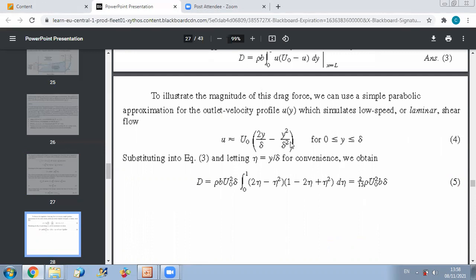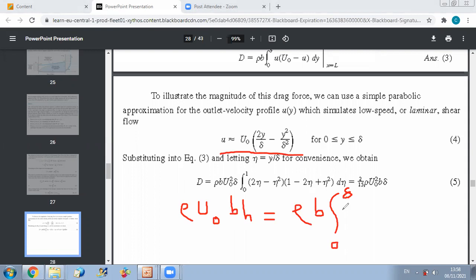Let us find delta together. Okay, we said that to find delta, what is the equation to use? From continuity, we got that rho times U0 times B times H, which is the value of m dot in, is equal to rho times B times integral from 0 to delta of U dy. Let us replace U by its formula. So you have U0 times 2y over delta.